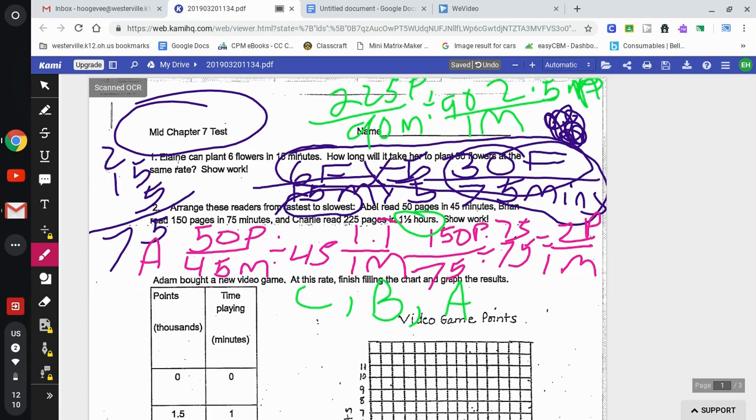You want to get 1 on the bottom every time. And again, how do you get 1 on the bottom? You divide the number on the bottom by itself to get 1, and you do the same thing to the number up top. So what you do on the bottom, you do on the top.